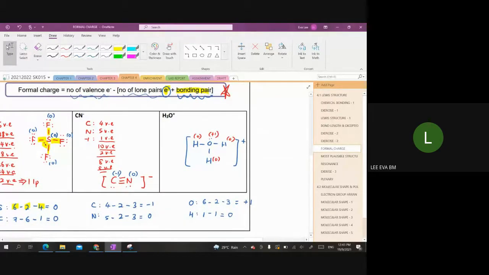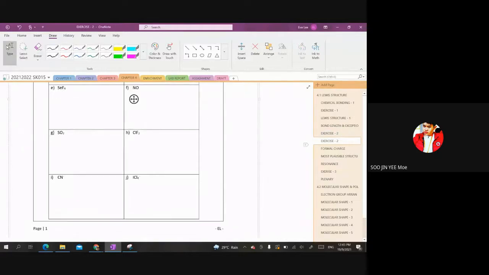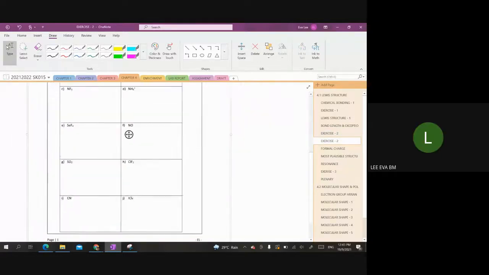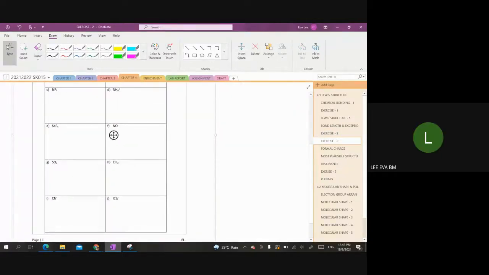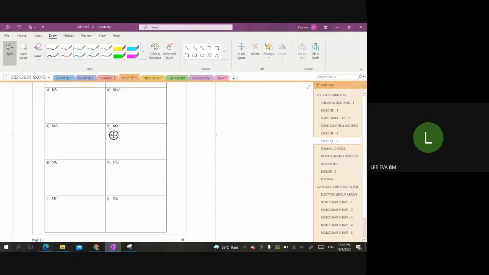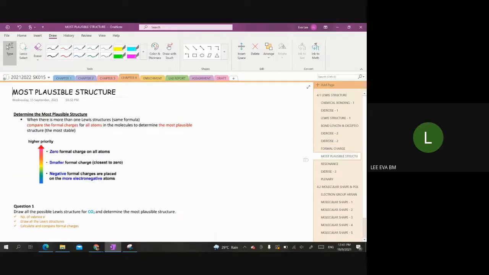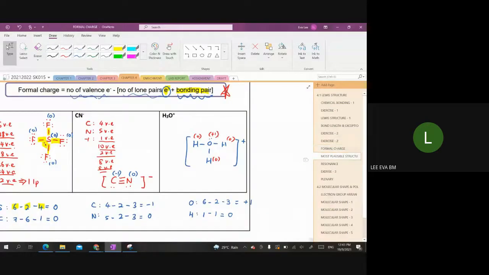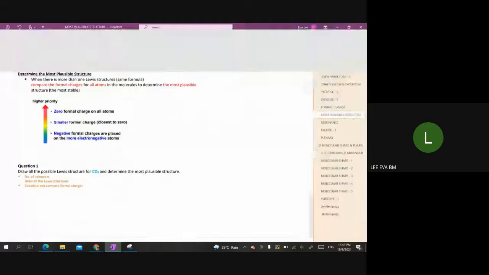Madam, for the exercises above for the Lewis structure, do we need to do the formal charge? You can practice on that, but it's not necessary. So we can just exclude it, right? Yes, but make sure everyone knows how to calculate. That's the main thing. If you want to do more, Madam encourages it. If the question doesn't ask for it, you don't need to do it.